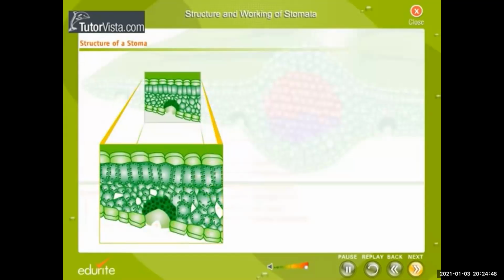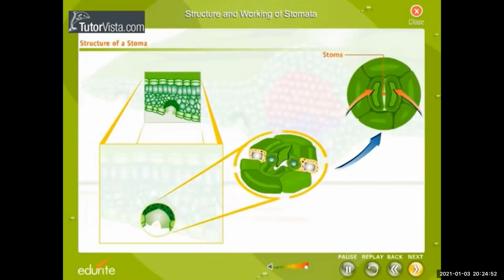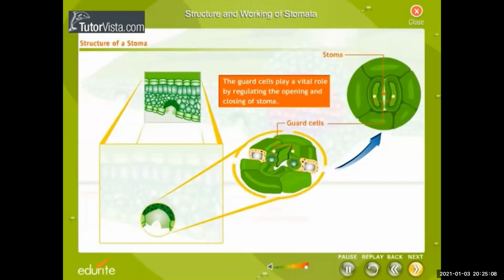Let us now observe a single stoma closely. The two bean-shaped cells enclosing the stoma are the specialized guard cells. The guard cells have a number of chloroplasts present in them. Observe that guard cells have a thin outer wall and a thick inner wall. The guard cells play a vital role by regulating the opening and closing of the stoma. They control the exchange of gases between the leaf and the atmosphere.